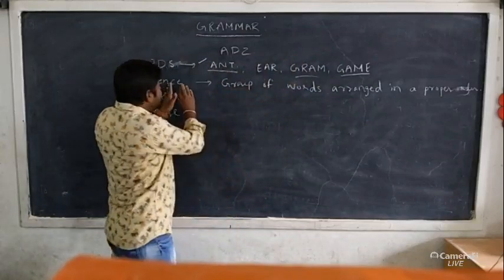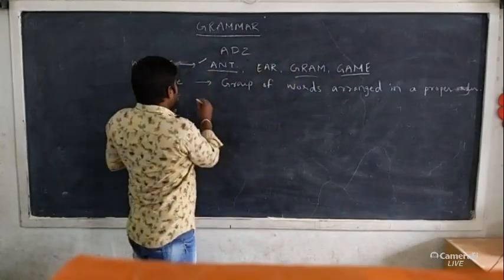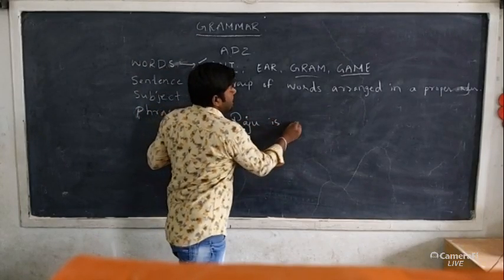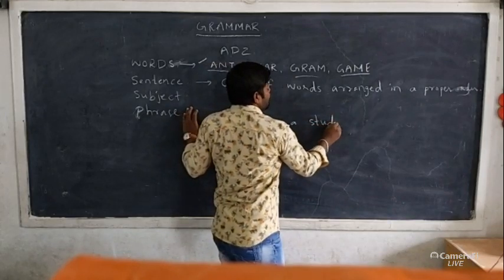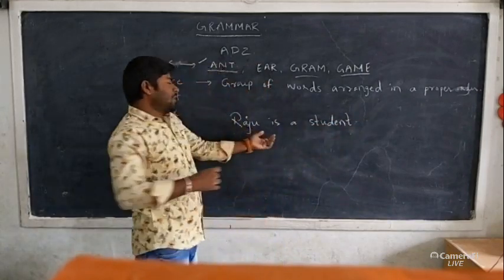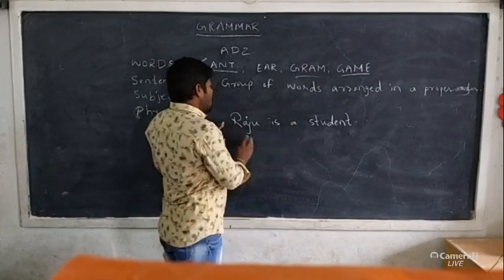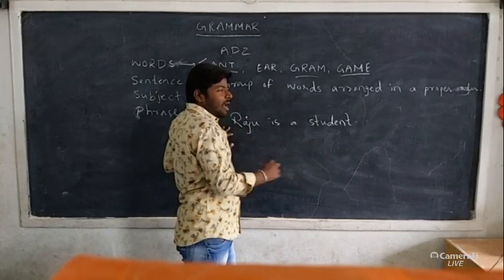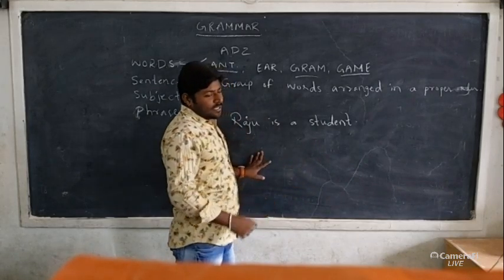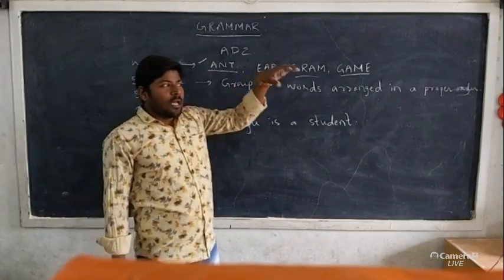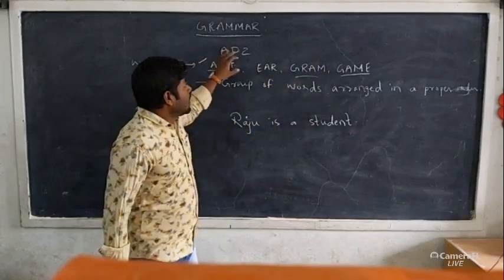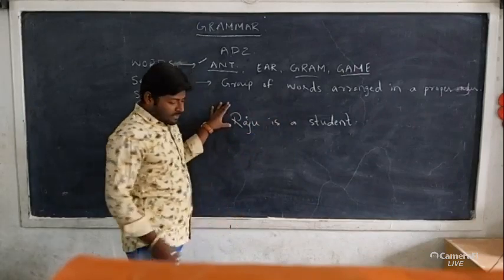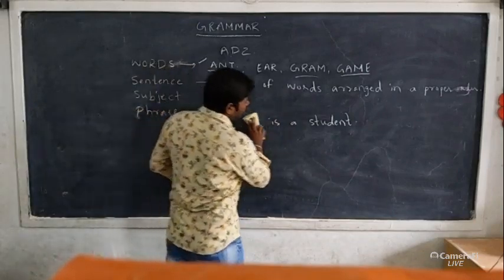In the same way, a sentence. For suppose, Raju is a student. It is called a sentence. Why? Because it is meaningful. For suppose, Raju student is a. If we don't maintain the proper order, it is not called a sentence. So we can understand a group of letters arranged in a proper way is called word. A group of words arranged in a meaningful order is called a sentence. So let us learn what is called tense.